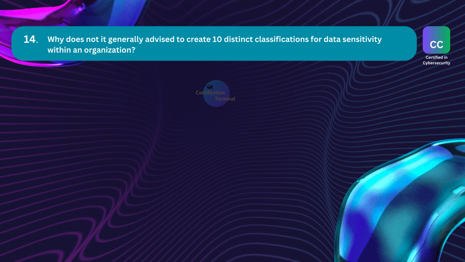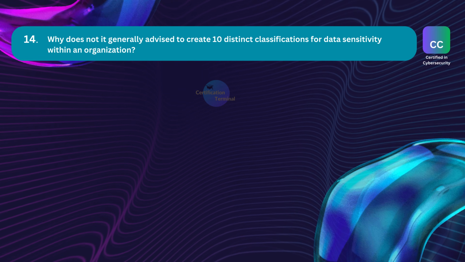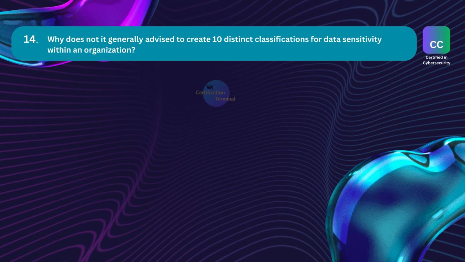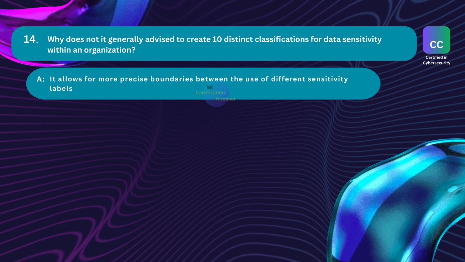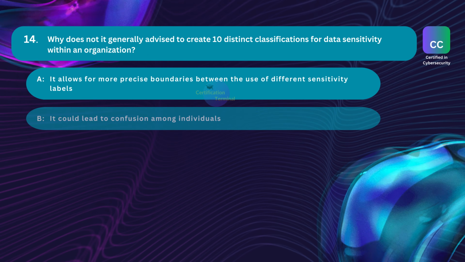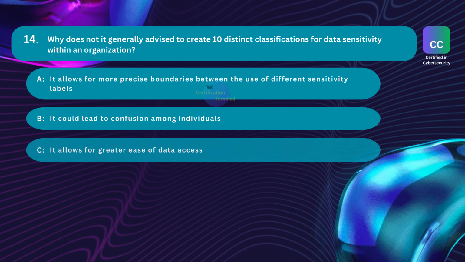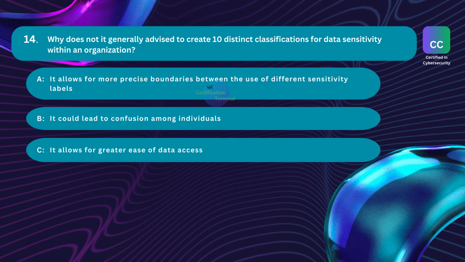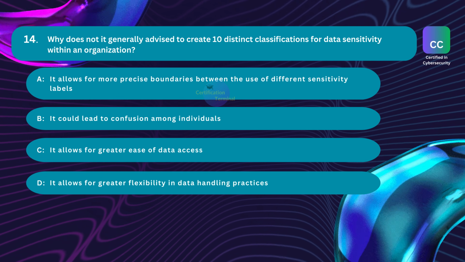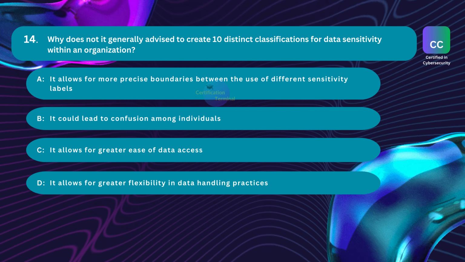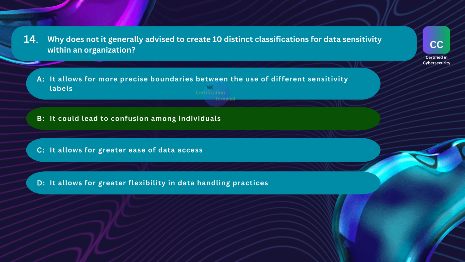Question number 14. Why is it generally not advised to create 10 distinct classifications for data sensitivity within an organization? Option A, it allows for more precise boundaries between the use of different sensitivity labels. Option B, it could lead to confusion among individuals. Option C, it allows for greater ease of data access. Option D, it allows for greater flexibility in data handling practices. The correct answer is Option B, it could lead to confusion among individuals.